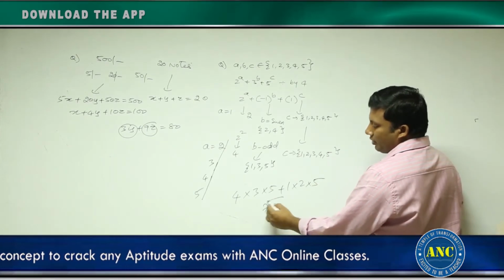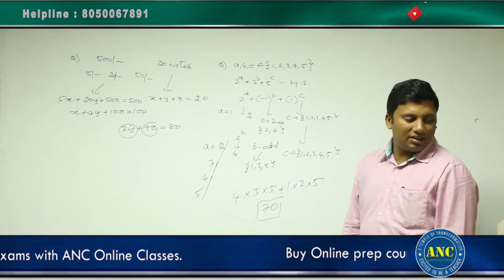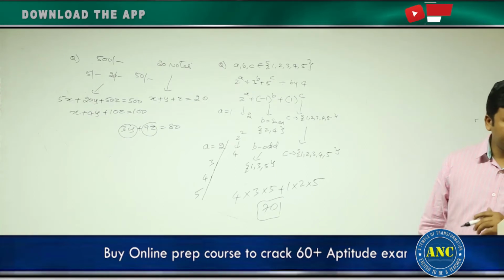They should be distinct, no? 70. Because the alphabets are different, you are calling it distinct. It is not mentioned, so you will take that repetition is allowed.